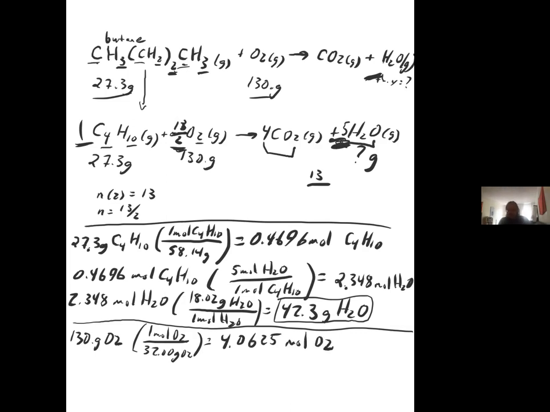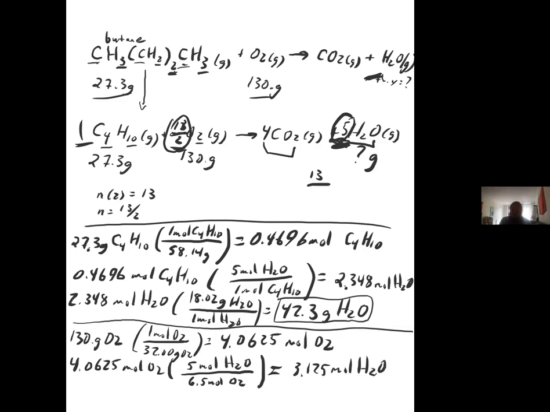Then you look for the material you want, 5 moles of water over 13 halves. So 4.0625, and then it's 5 moles of water for every 13 over 2. 13 halves is 6.5, so 6.5 moles of O2, which makes it a little easier to write. So 4.0625 times 5 over 6.5, and you get 3.125 moles of water.